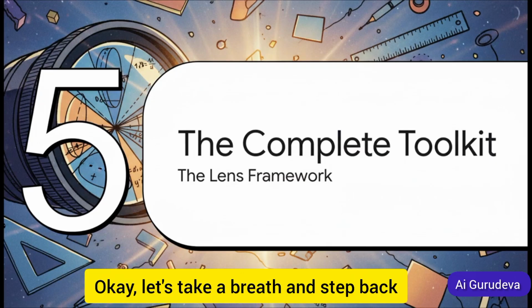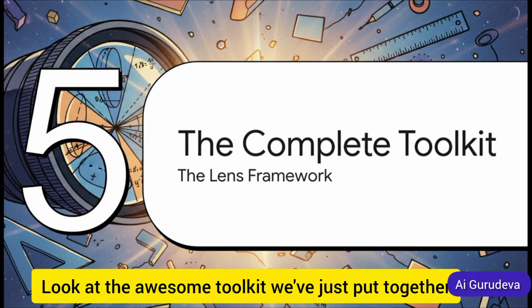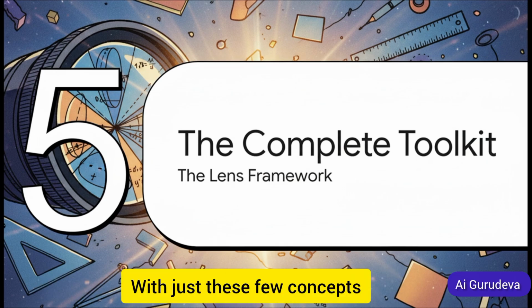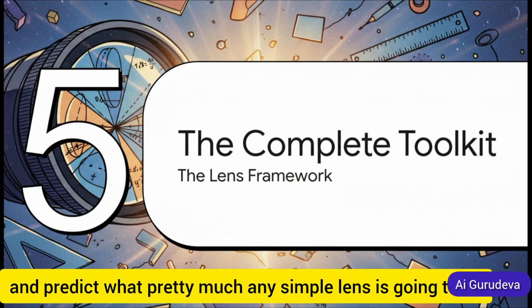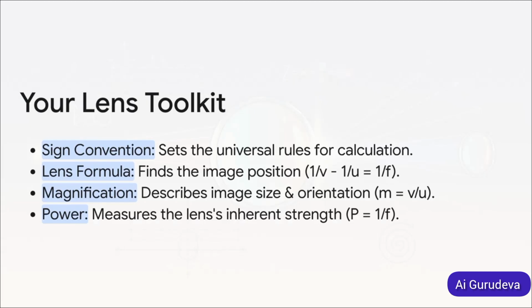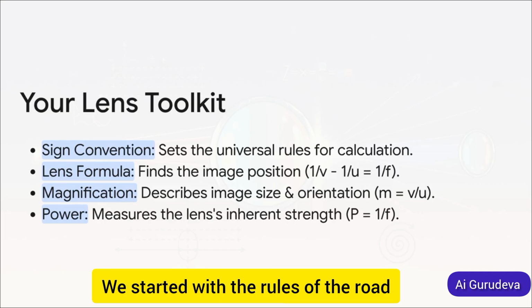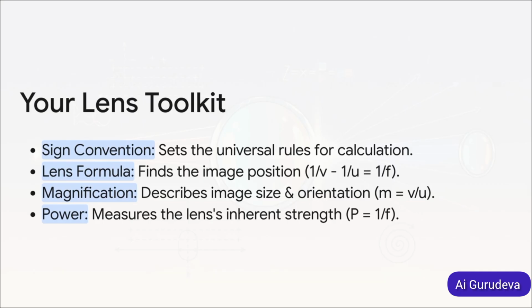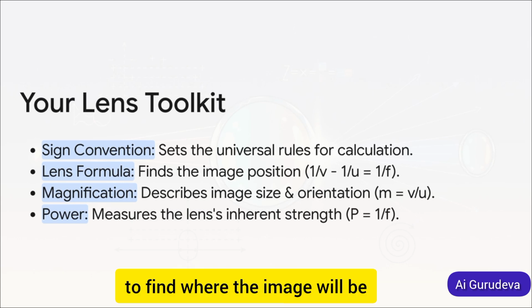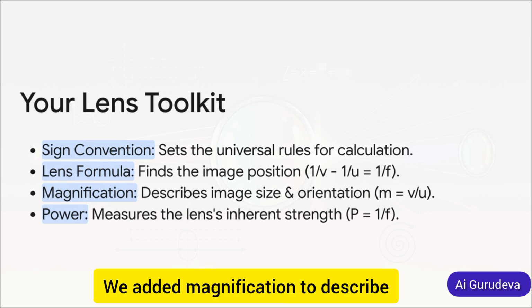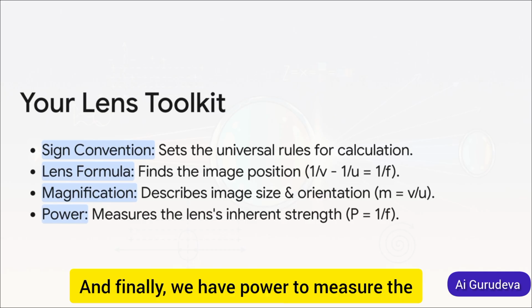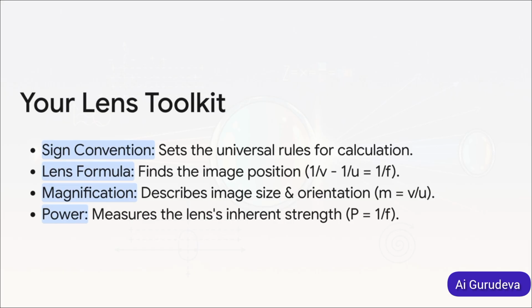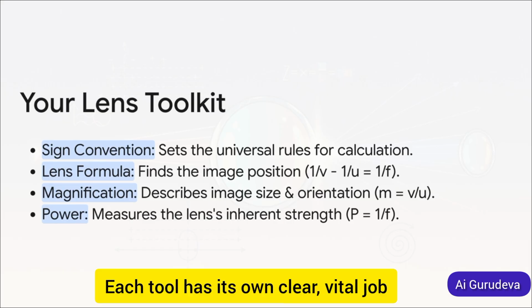Okay, let's take a breath and step back. Look at the awesome toolkit we've just put together. With just these few concepts, you now have a complete framework to calculate and predict what pretty much any simple lens is going to do. Think about it. We started with the rules of the road, the sign convention. Then we got our core tool, the lens formula, to find where the image will be. We added magnification to describe what that image looks like. And finally, we have power, to measure the lens's fundamental strength. Each tool has its own clear, vital job.